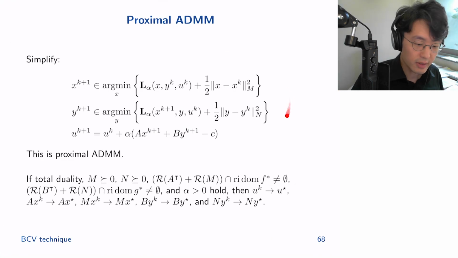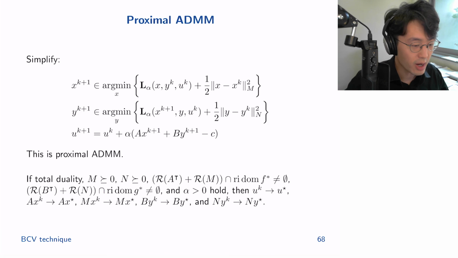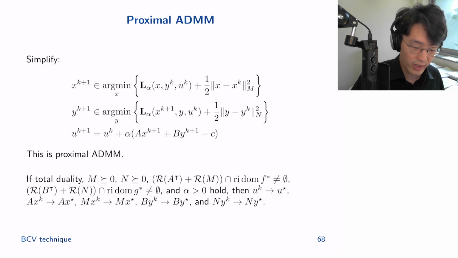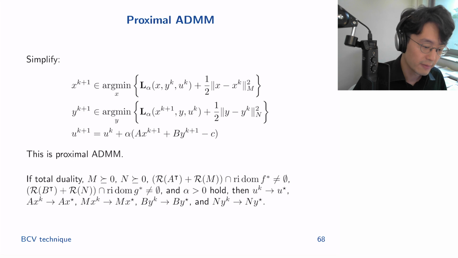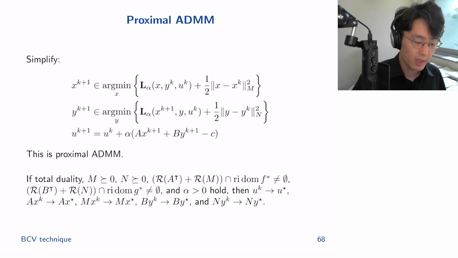Okay, so this method is a re-derivation, an alternate derivation, of the proximal ADMM method. If strong duality holds, M and N are positive semi-definite, and this regularity condition holds, then these are the regularity conditions that ensure that the ADMM method applied to the equivalent formulation converges. And if alpha is positive, then the primal-dual iterates converge: the primal iterates converge in this sense, and also the y iterates converge in this sense.